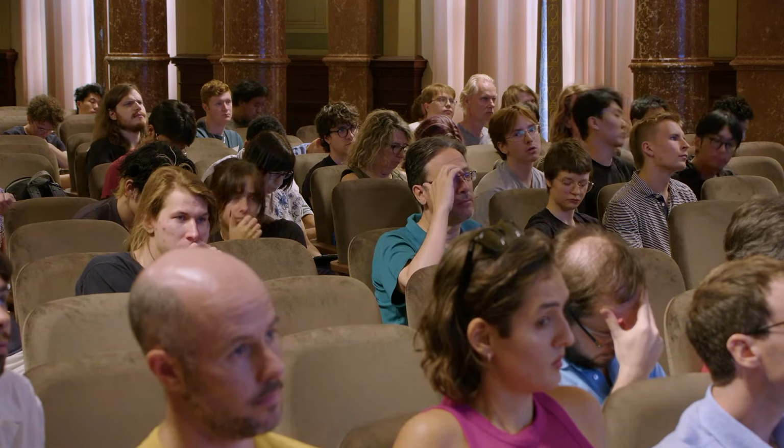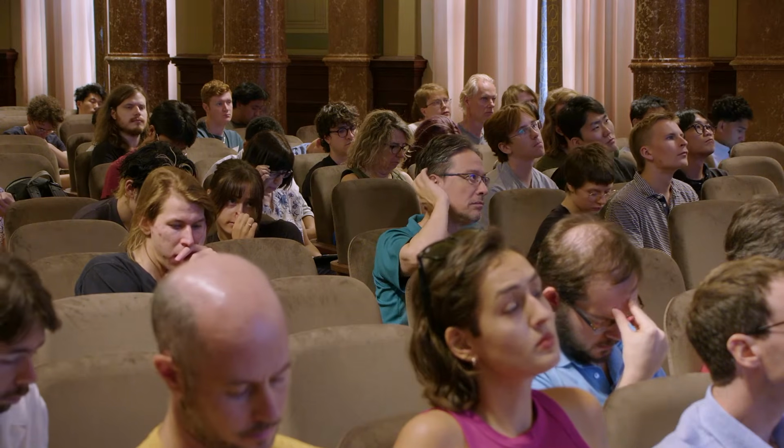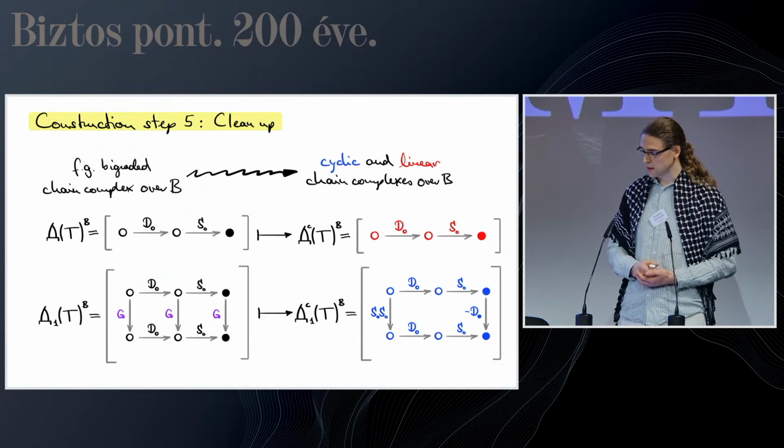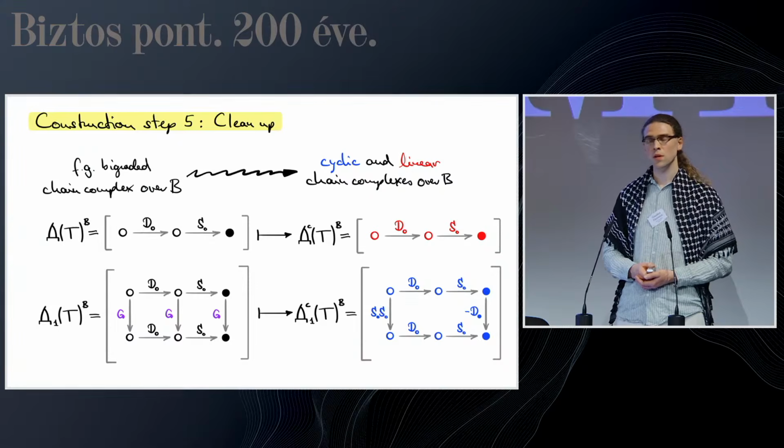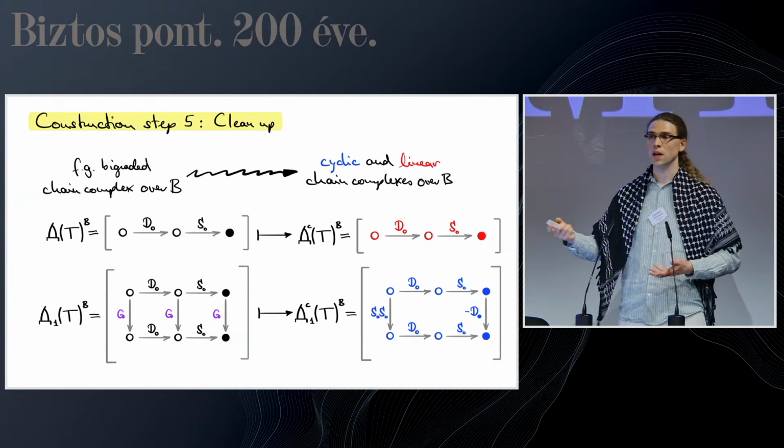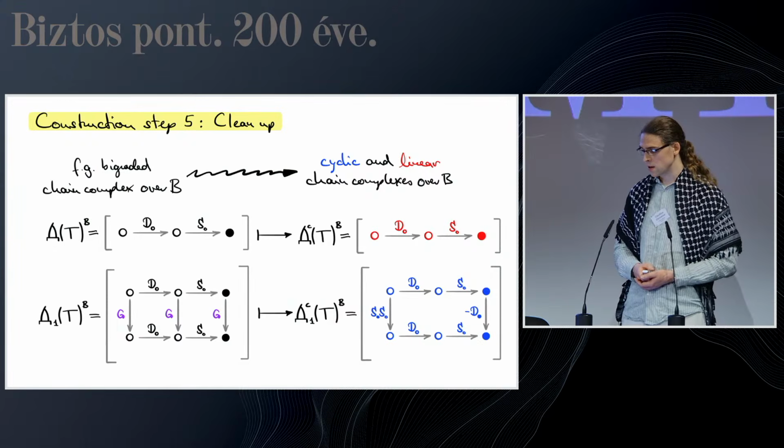We get, well, for the first complex, that's already linear, so there's nothing to do. And the second complex, this mapping cone here, that doesn't look like a cyclic graph. Okay, but we can simplify it. We can choose a different basis, and we get this graph on the right-hand side.